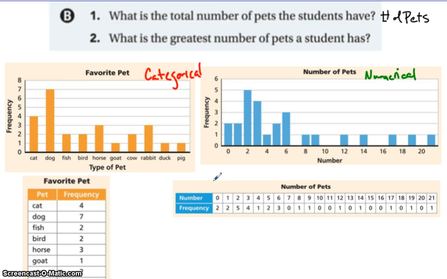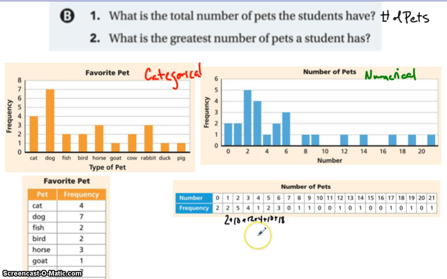So for the number of pets that the students have, the total number, we're going to add up the numbers. Right here we have 0, and there are 2 people that have 0. There are 2 people, so 2 times 1 is 2. We have 5 people that have 2 pets, so 5 people times 2 pets each is 10. Then we're going to use 4 times 3 pets, so we're going to add that 12. And then there's 1 person that has 4, so we're going to add 4. And then 2 people that have 5, so that's plus another 10. 3 and 6 would make 18.